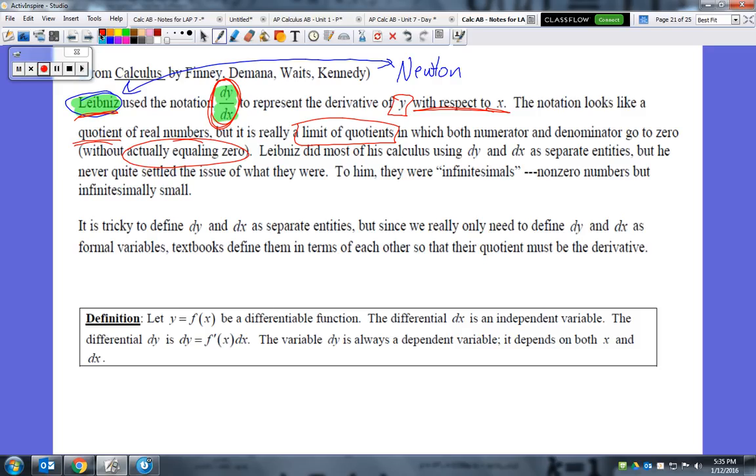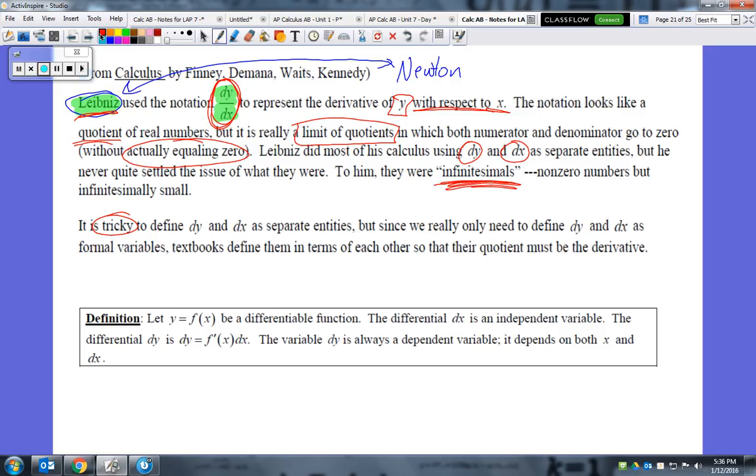Leibniz did most of his calculus using dy and dx as separate entities though. But he never quite settled the issue of what they were. So he called them infinitesimals. These infinitesimals, or non-zero numbers, basically were these infinite smalls. It's tricky to define dy and dx as separate entities, but since we really do not need to define dy and dx as formal variables, the textbook defined them in terms of each other. And that's why we have the quotient dy dx.